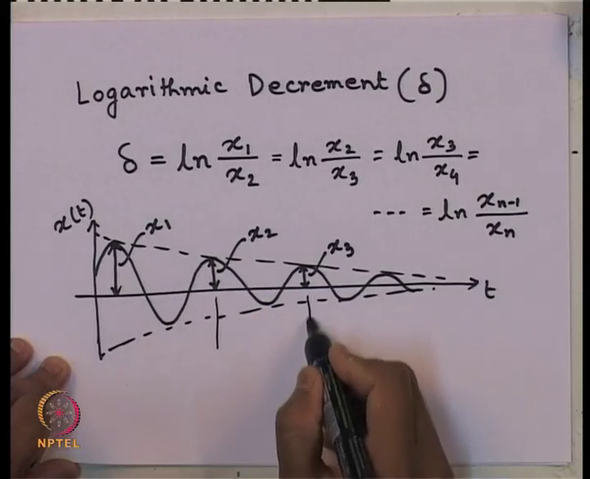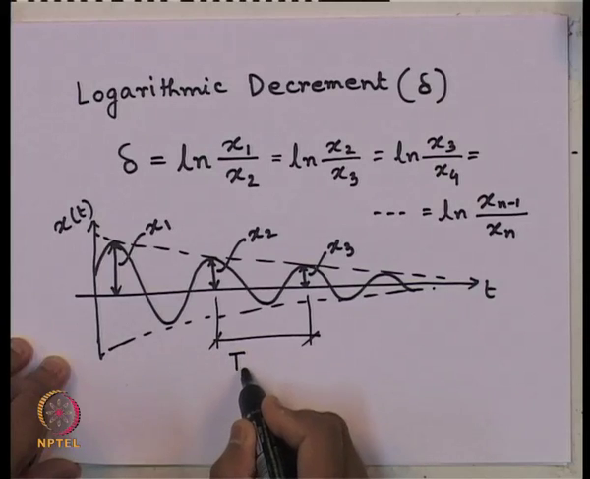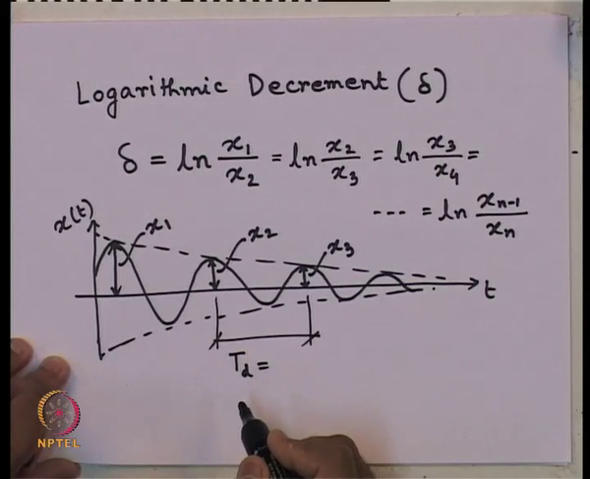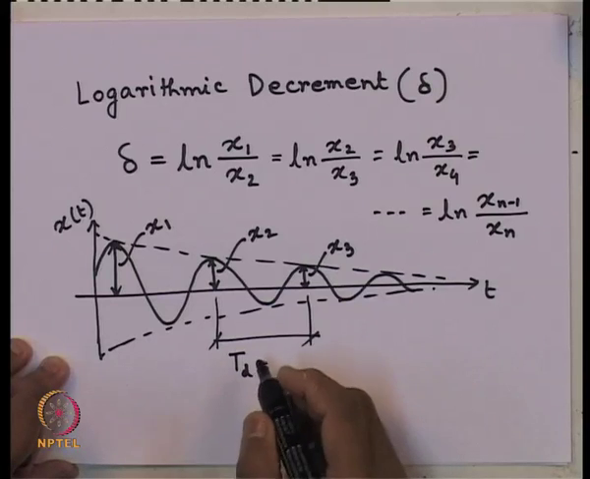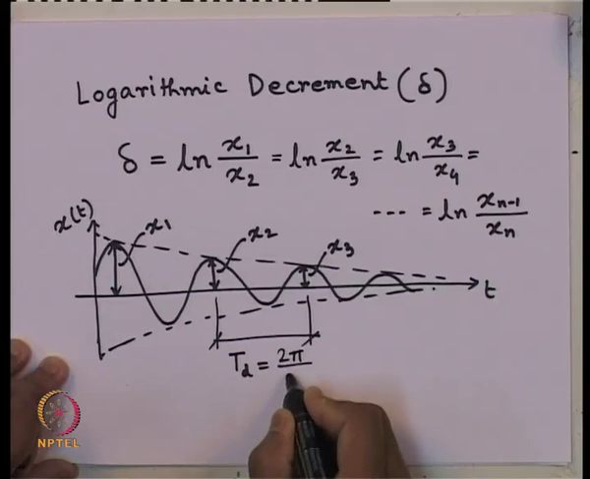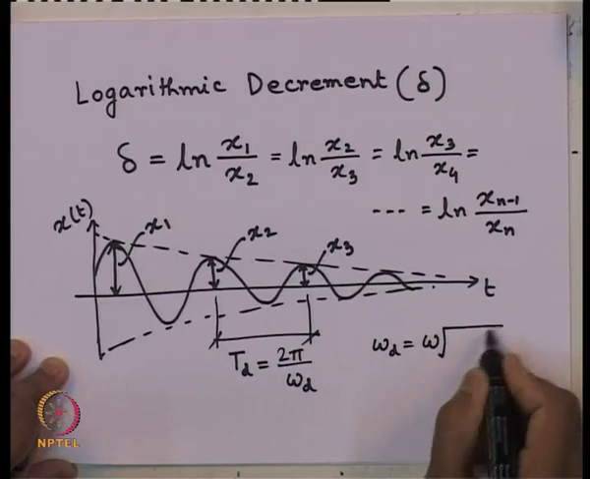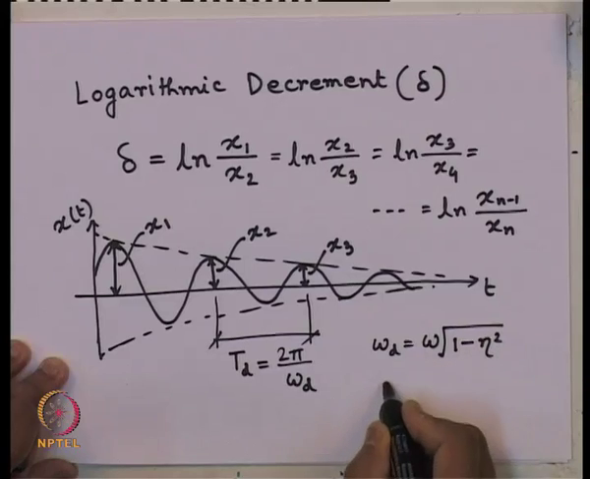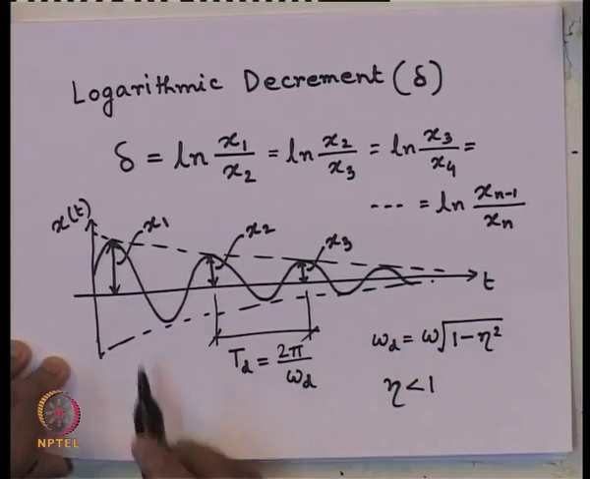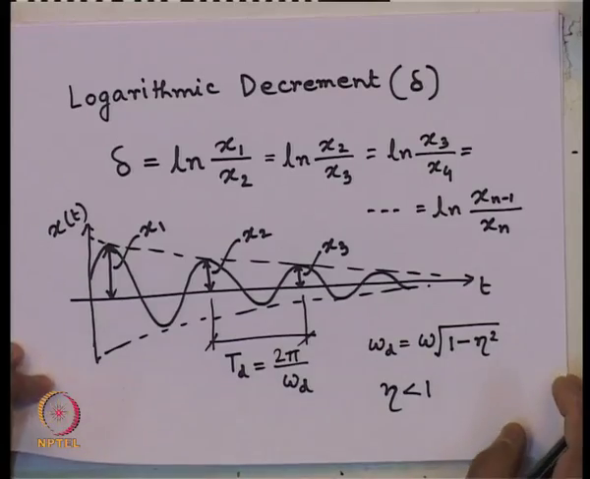And how much is this time period? That is nothing but the damped period. Underdamped period means damped period, as I have already mentioned in the previous lecture. This is 2 pi by omega d, where omega d equals omega root over 1 minus eta square, because this occurs only for eta less than 1, that is the underdamped condition. Now, if we want to simplify and find out the expression for delta in terms of other parameters, let us do that.